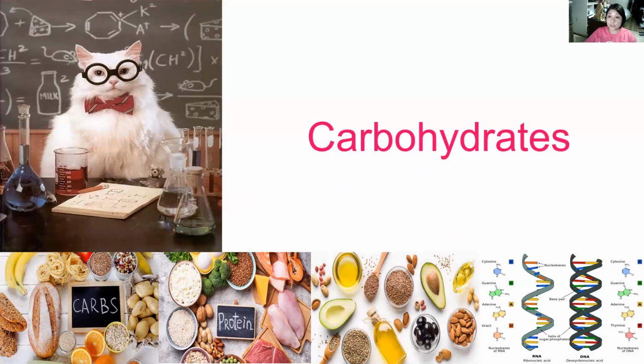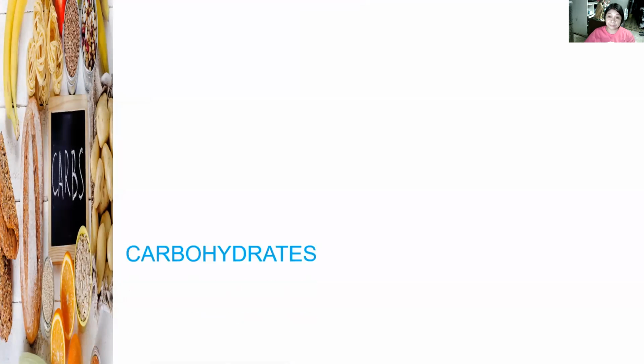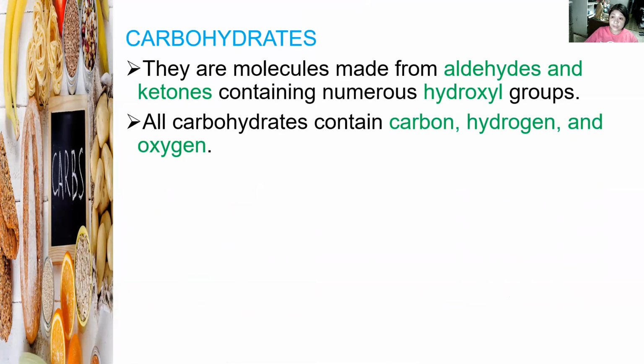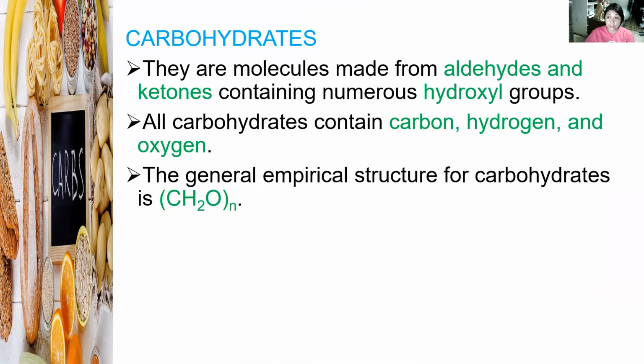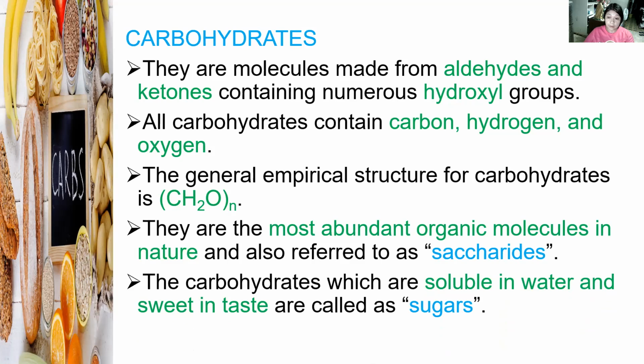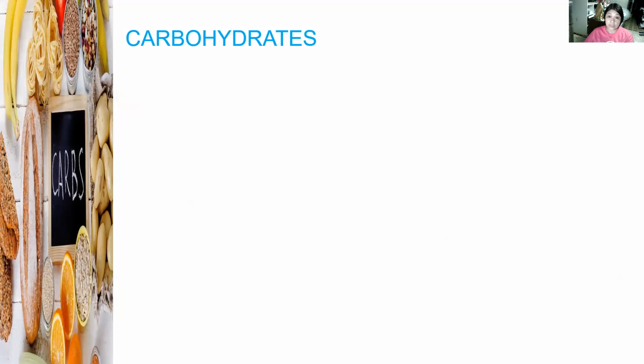Let's proceed with our first topic called carbohydrates. Carbohydrates are molecules made from aldehydes and ketones containing numerous hydroxyl groups. All carbohydrates contain carbon, hydrogen, and oxygen. The general empirical structure for carbohydrates is CH2O. They are the most abundant organic molecules in nature and also referred to as saccharides. The carbohydrates which are soluble in water and sweet in taste are called sugars.